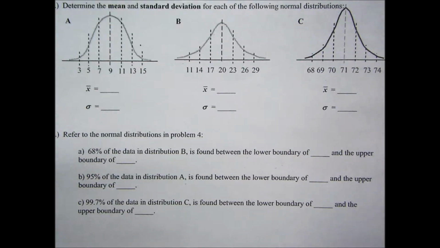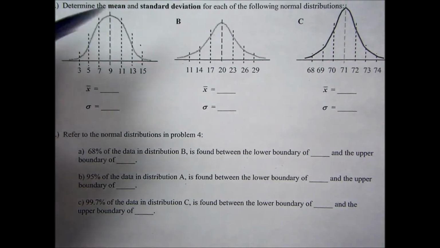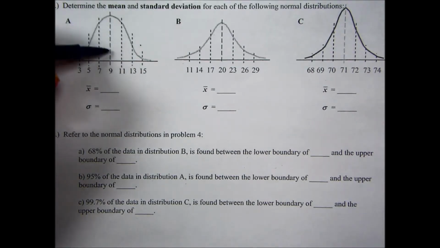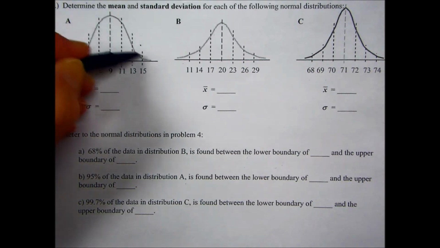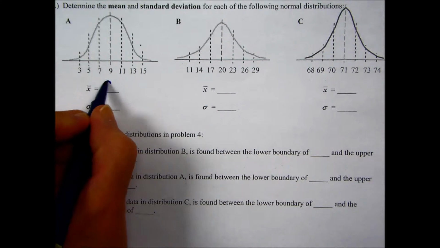Practice set 7, problems 4 and 5, found on page 28. Determine the mean and standard deviation for each of the following normal distributions. When you have something that's normally distributed and it's graphed, the middle value will always be the mean. So for the mean in A, the value that is on that line of symmetry, so that both sides are reflections of one another, has a value of 9.